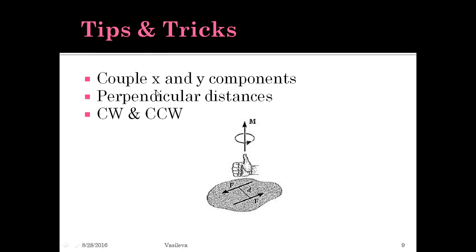So some tips and tricks: whenever you have a couple that's not directly x or y, make sure you break it down into components. When you're finding the moment, make sure that you're using perpendicular distances. So if something is parallel to the point at which you're pinned, then it will not cause a moment. Only perpendicular forces will cause a moment. And then make sure that you know clockwise and counterclockwise. So if you're going counterclockwise, it's positive. If you're going clockwise, it's a negative rotation. And always remember your right hand rule. And that's pretty straightforward.